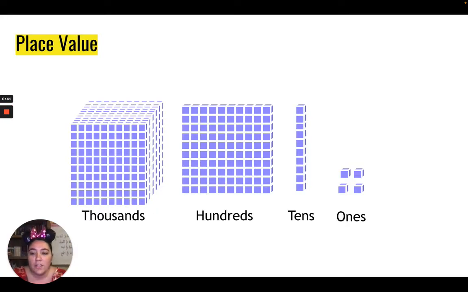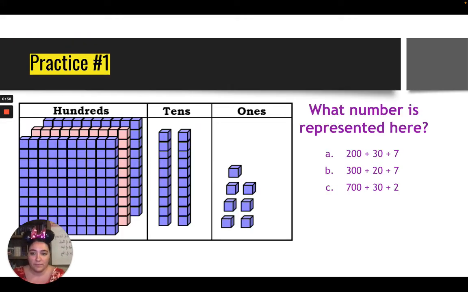All right, so when it comes to place value, a lot of times you can see it in picture form, and we're going to see these base 10 blocks. So we have a thousands cube, or thousands block it might be called, a hundreds flat, a tens rod, and then ones. Okay. All right, so we're going to go straight into practicing.